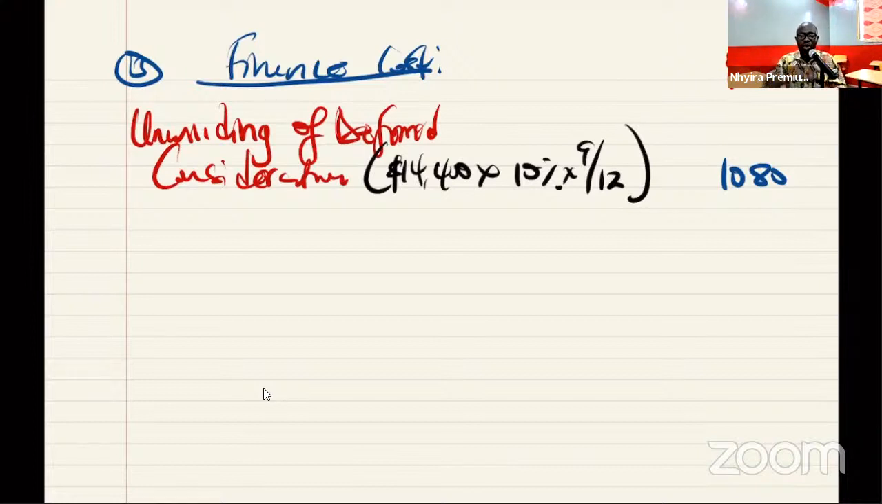That is why that unwinding of the deferred consideration will go into the income statement.